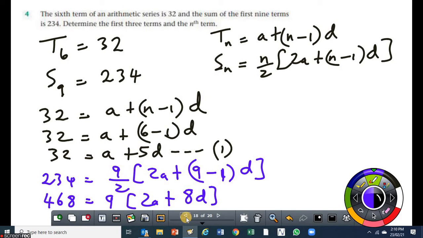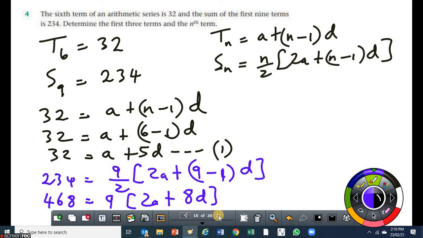Do you have a question? You see this 9 over 2? It's multiplying everything in the square bracket. So to eliminate this 2, I have to multiply both sides by 2. If I do that, this 2 cancels itself. Then on the left hand side, I have to multiply the 234 by 2. Are you aware of that then?